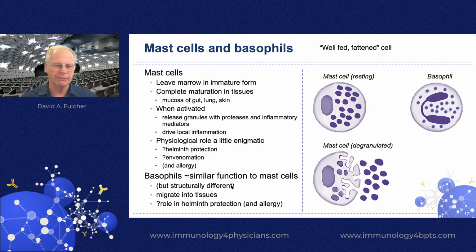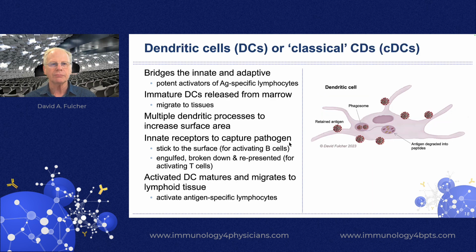Basophils have a similar function to mast cells, except that they are mostly circulating and they migrate into tissues when needed, whereas mast cells sit in the tissues all the time. But basically their function overlaps quite significantly. All right, dendritic cells are important.